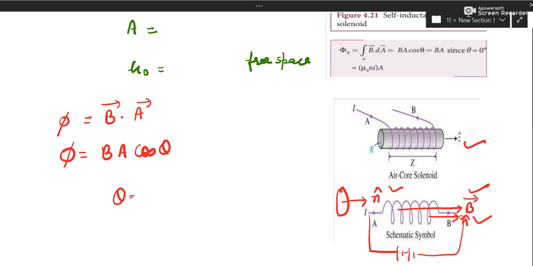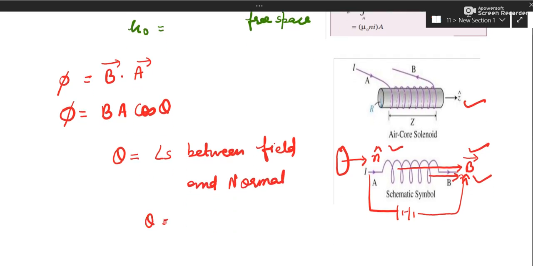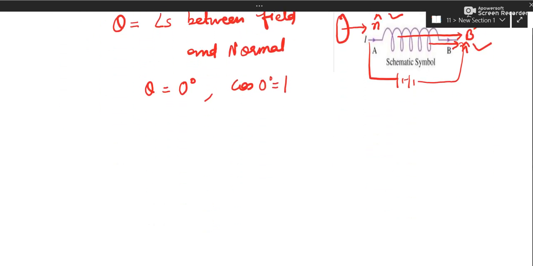So what is theta? Theta is the angle between field and normal. So theta is 0 degrees. Cos 0 is 1. So we'll substitute in the formula of flux. So flux is BA cos theta, and cos theta is 1. So this is flux.